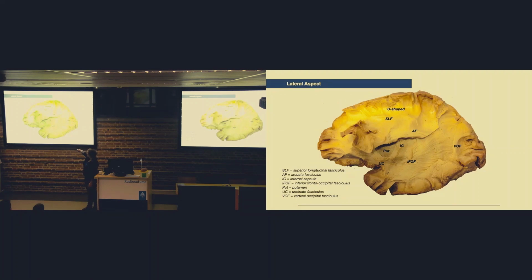So we still have our U-shaped connections here. This is the arcuate fasciculus, and as I said, we just cut it in the parietal lobe. On top of the arcuate fasciculus, we have the SLF, that is the superior longitudinal fasciculus, a frontoparietal connection. And when you cut away the arcuate here, you expose all of this white matter underneath. So this one here is the putamen. Then we have the internal capsule. Does anyone know which white matter connection is inside the internal capsule?